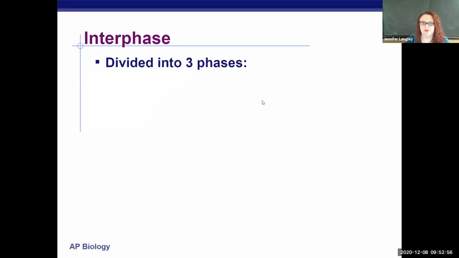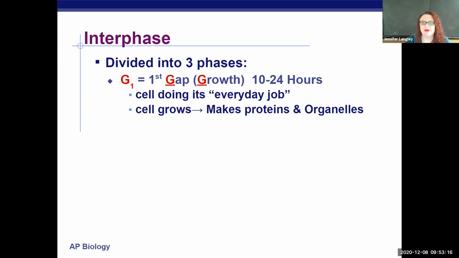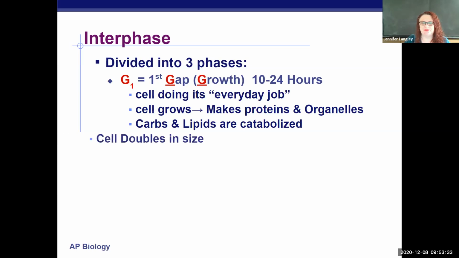So here for interphase, we have G1, which is gap 1 or first gap. This is where growth happens. For an average cell, it takes 10 to 24 hours in this stage. It's doing its everyday job. Now, during this time, it makes more proteins and organelles. It started off with some when it divided, but now it needs more. As it gets bigger and grows to capacity, it's going to need more proteins and organelles. We also catabolize carbs and lipids, and our cell will double in size.